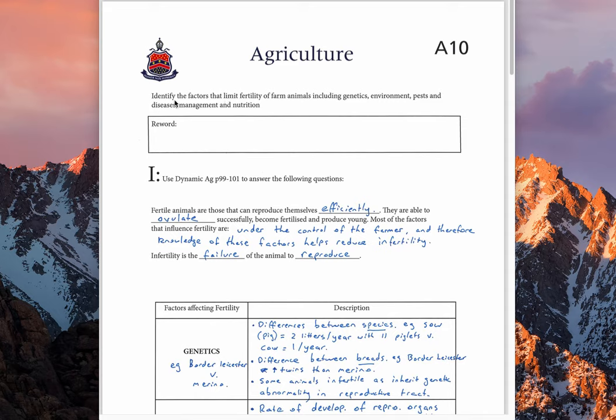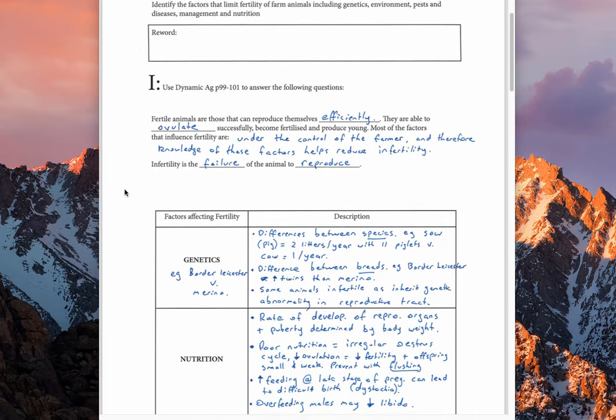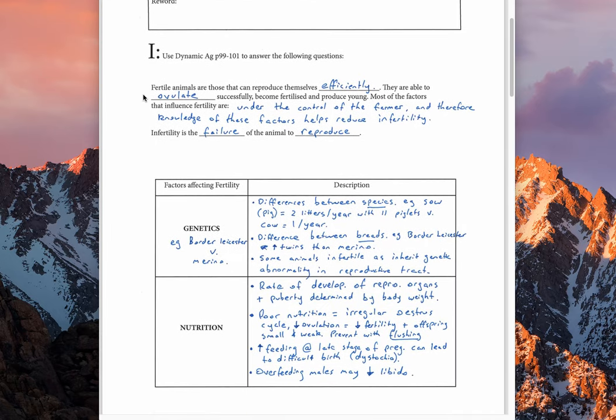It's only an identify dot point, so we don't need to know extensive information, but we need to know enough to identify these factors and a little bit of an outline of them. So first of all, we need to know what fertility is so we can work out how these things actually limit fertility. This first little bit here is basically out of the textbook, and it says fertile animals are those that can reproduce themselves efficiently.